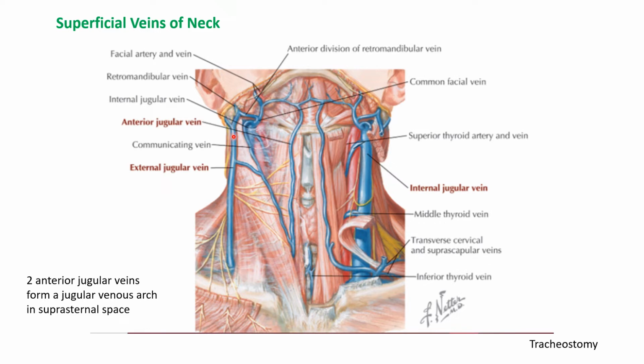Now, if you remember, the external jugular vein was formed from the posterior division of the retromandibular vein joining the posterior auricular vein. The posterior division of the retromandibular vein along with the posterior auricular vein join together to form this external jugular vein, which also pierces the deep fascia, receives the anterior jugular vein, also the transverse cervical and the suprascapular veins, and together they enter into the subclavian veins.